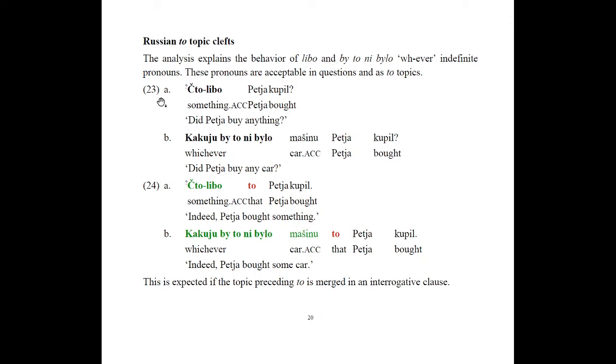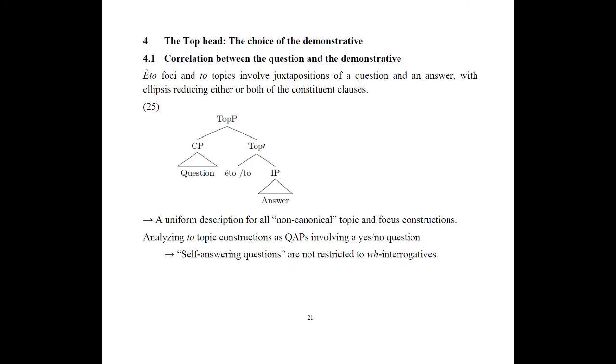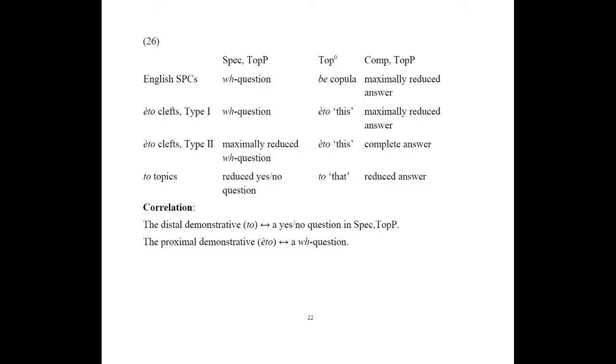So this liba pronoun in 23a, for example, is licensed in the question, right? And similarly, this liba pronoun in 24a is also licensed in the question part, in the yes-no question preceding the to demonstrative. We have seen that both tautopics and clefts involve juxtapositions of a question and an answer, with ellipses reducing either or both of the constituent clauses. So the general structure is illustrated in 25. Again, we have the top P, we have the question, we have the answer. The question can be either a wh-question or a yes-no question. The top head can be manifested as either a distal demonstrative, in Russian it's going to be то, or a proximal demonstrative, in Russian it will be это. So the summary is provided in 26.